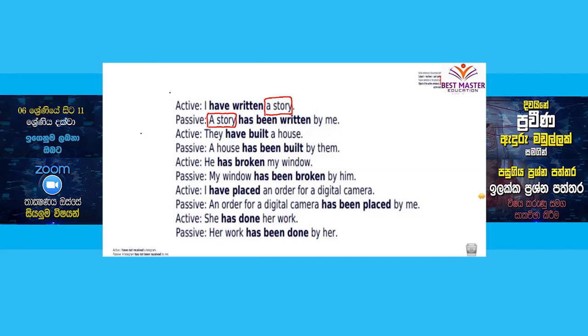No wrote, no writing, only the written. A story has been written.